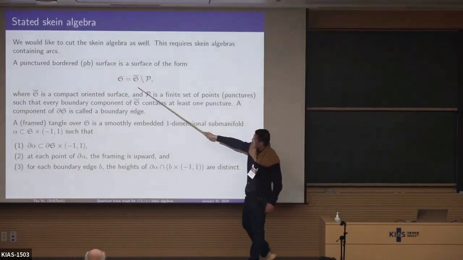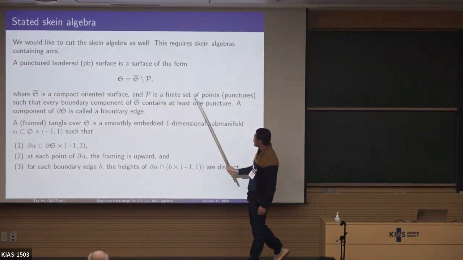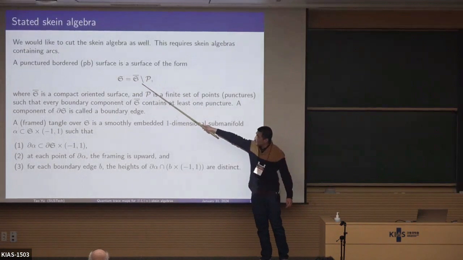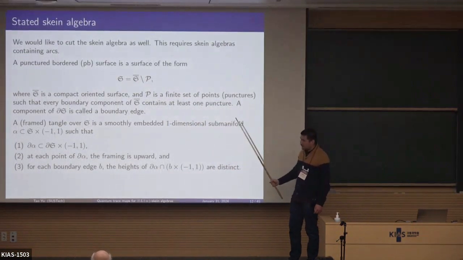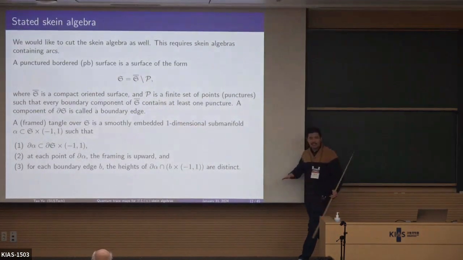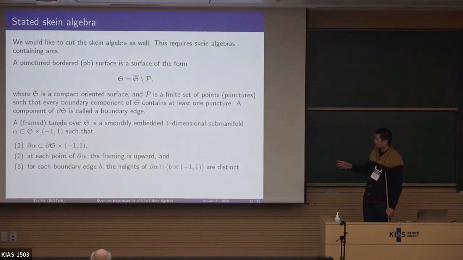We start with a compact oriented surface, S bar, and we remove a finite set of points. These are going to be the punctures. The punctures are allowed to be in the interior of the surface or the boundary of the surface. But when our surface has non-empty boundary, we require that every component of this closed surface has at least one puncture. So the boundary of this new surface will not have any closed boundary components. Every boundary component of the surface is going to be an arc. And these components are what we call the boundary edges.